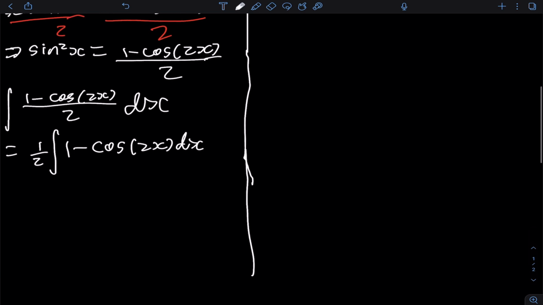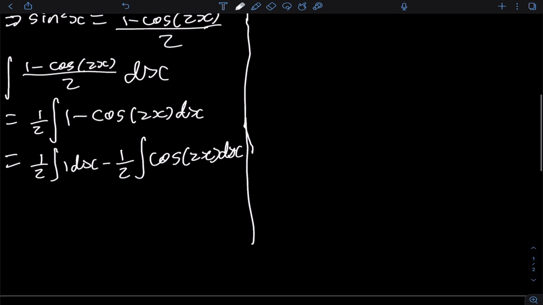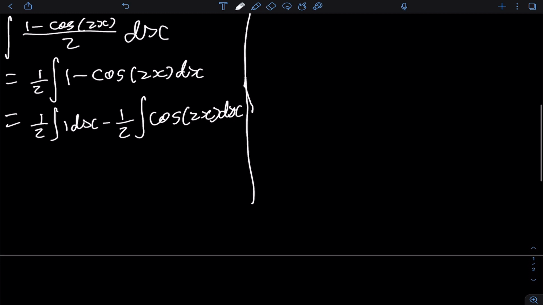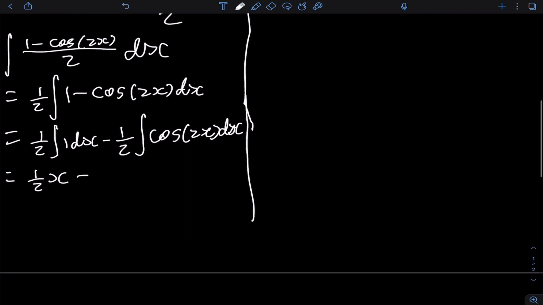We can separate the integral. So this is 1/2 times the integral of 1 dx minus, remember we have to distribute the 1/2, so 1/2 times the integral of cosine 2x dx. The integral of 1, of course, in the x world is going to be x. So this is equal to 1/2 of x. Now we have to subtract, and let's figure out what the integral of cosine 2x is.